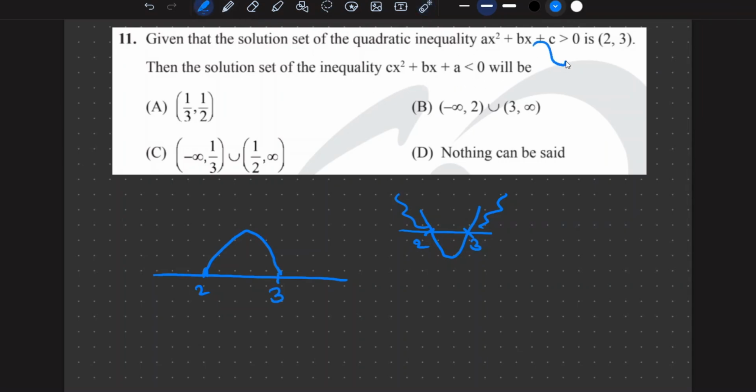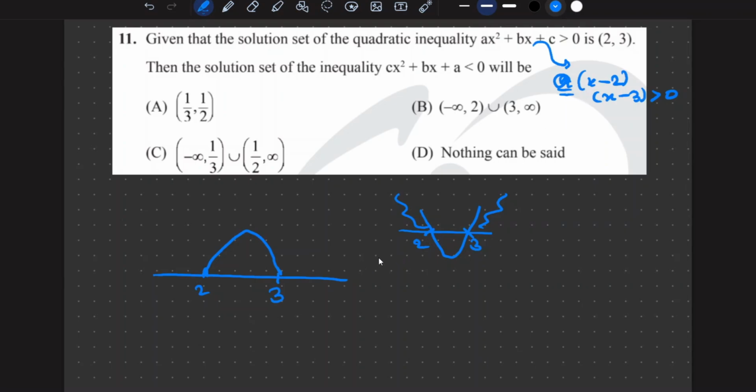So since the interval is given, this equation can be written as a times x minus 2, x minus 3, greater than 0. Since a is negative, I divide by a both sides and the sign changes. Let me write it a bit more neatly. So we'll be having a times x minus 2, x minus 3 positive, and if we divide by a both sides, the sign will change, because a is a negative quantity.